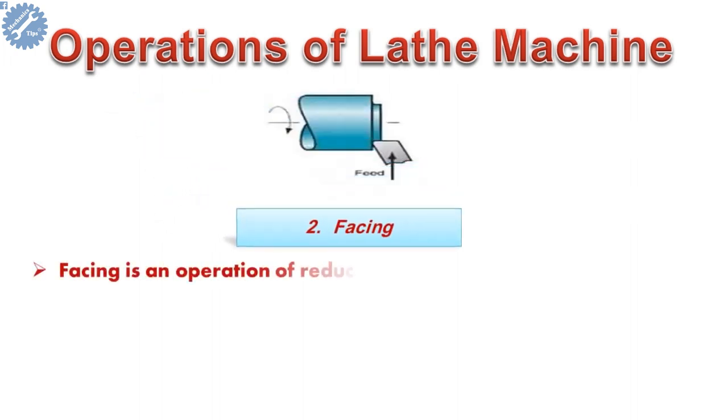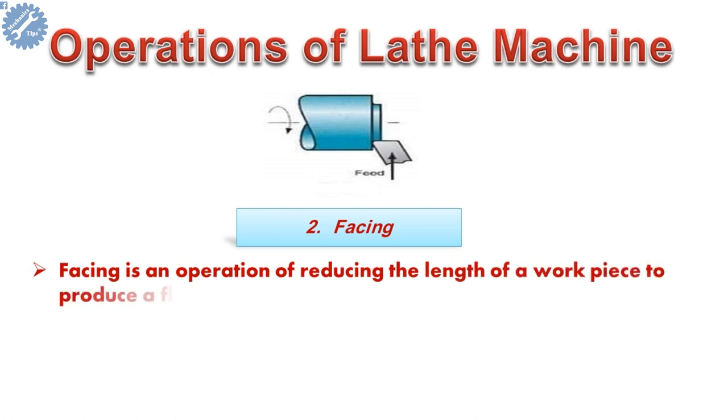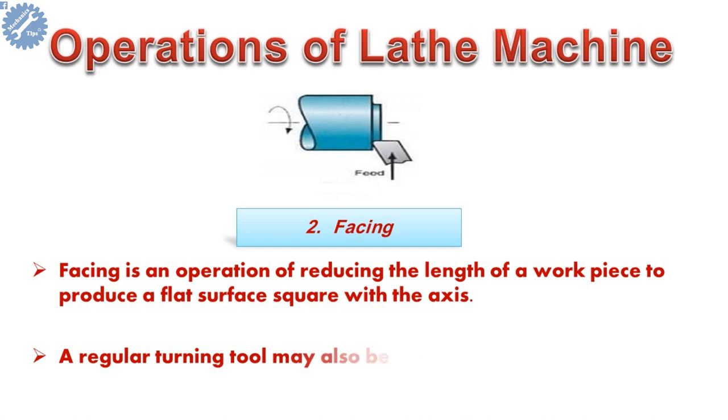Facing is an operation of reducing the length of the workpiece to produce a flat surface square with the axis. A regular turning tool may also be used for facing a large workpiece.